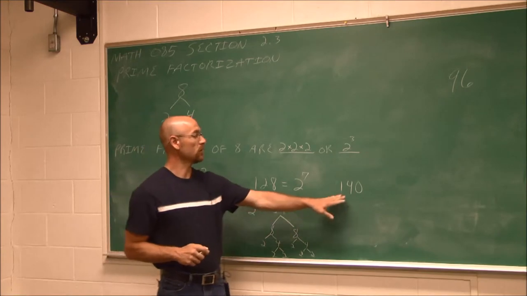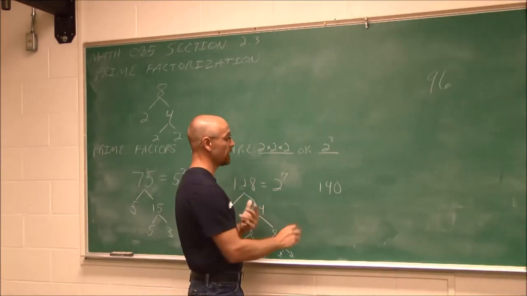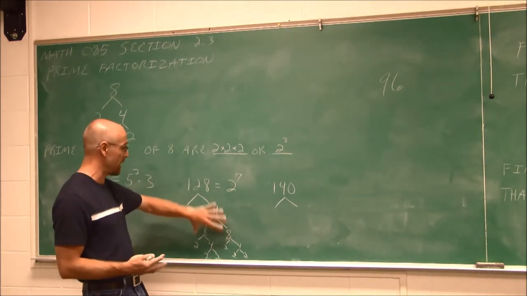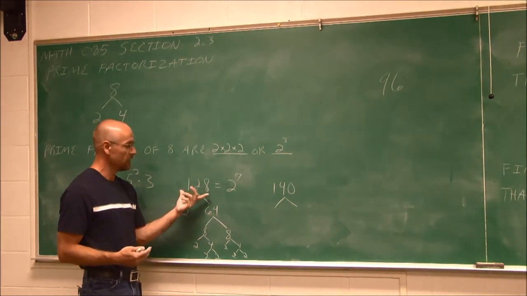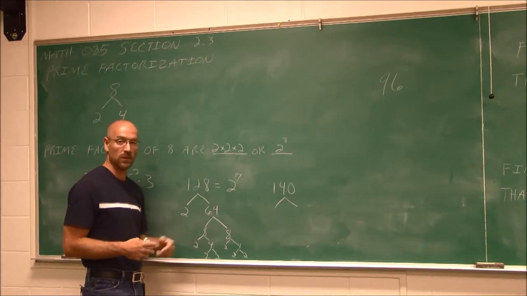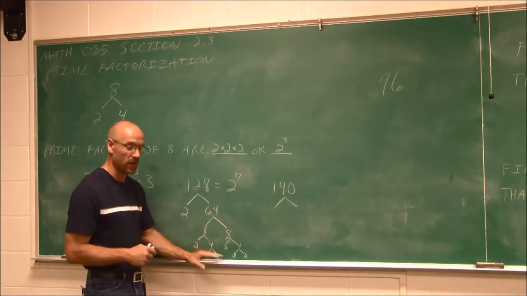Well, let's look at 140. This one, I can identify some larger factors right away. It's going to shorten up my tree so it's not this big. If I had recognized some larger factors of 128 beforehand, maybe like 16, my tree wouldn't have been so long all the way to the bottom of the board.